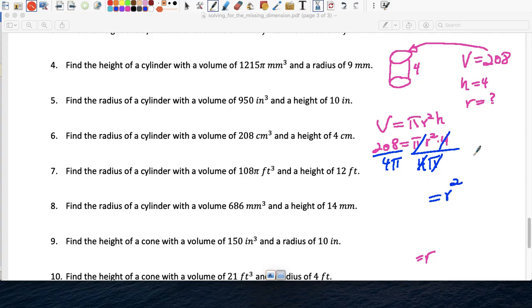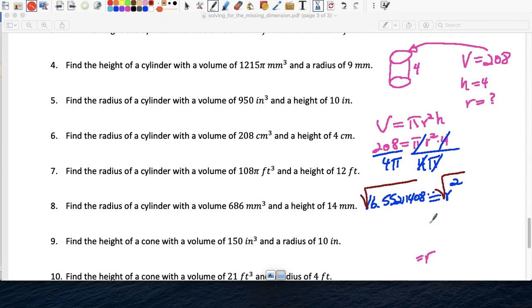On the other side, take your calculator. 208 divided by 4 pi. It's going to give us a decimal number, 16.55211408, etc. Leave it like that. Take the square root of that number. So you're not going to round it, okay?